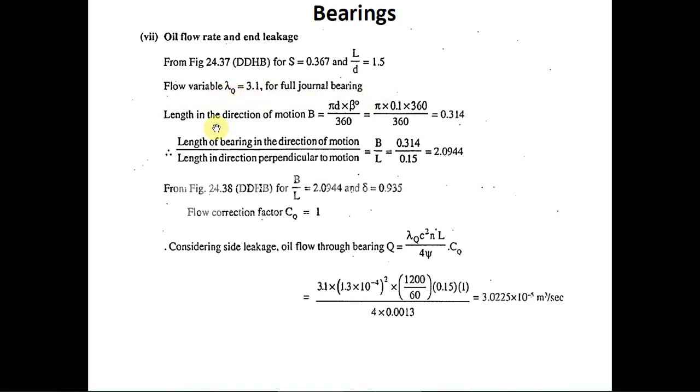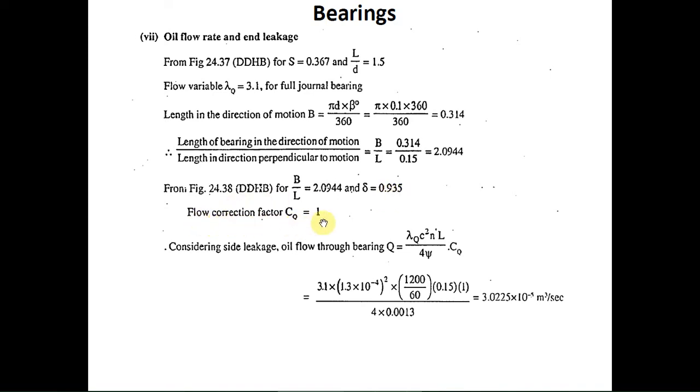The length in the direction of motion, B, uses the equation pi d into beta degrees divided by 360, which gives 0.314. So for the length in the direction perpendicular to motion, L, b by l comes to 2.09. From figure 24.38 of the data book, for b by l of 2.0944 and delta equal to 0.935, you get the flow correction factor CQ.